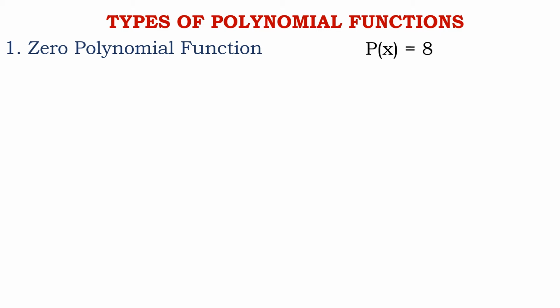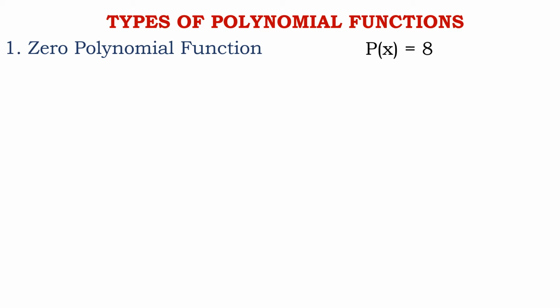Types of polynomial functions. There are various types of polynomial functions based on the degree of the polynomial. So when you watch this video, make sure that you are taking down your notes. Okay, first type, we have the zero polynomial function. Example, p of x is equals to 8. Nasaan yung variable niya?